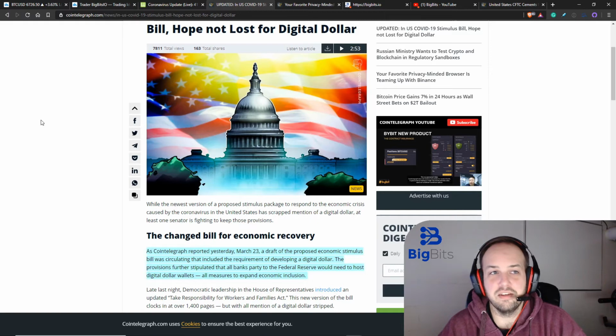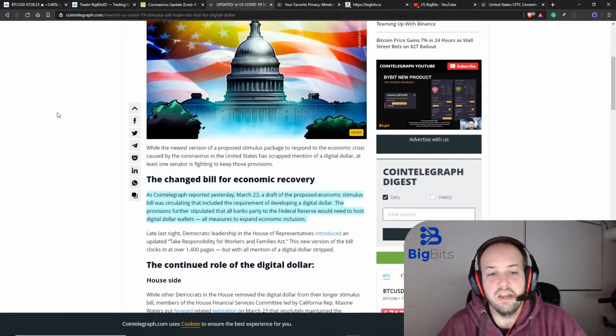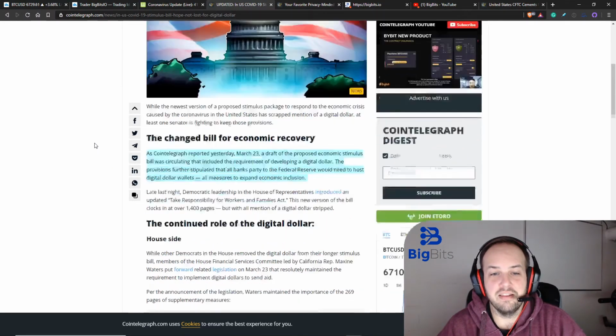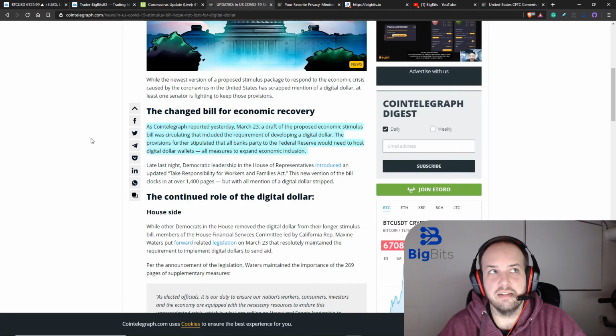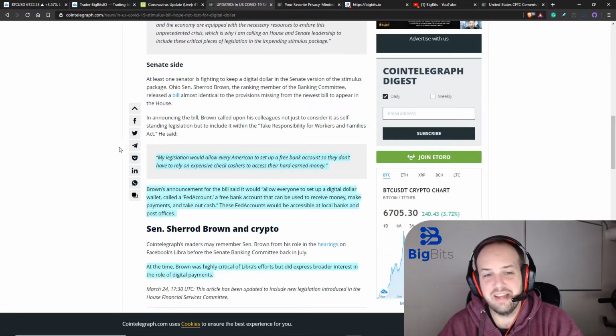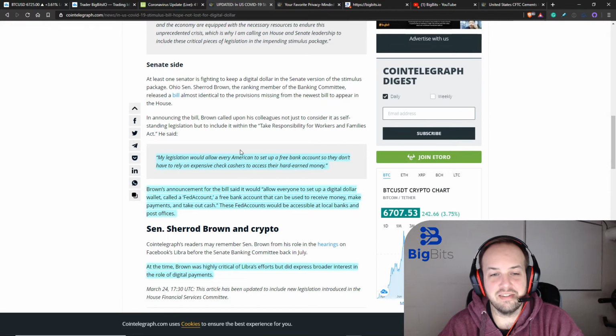This isn't going to be blockchain. This isn't going to be decentralized. This is going to be basically an account created by the Fed that will fund their account. And it's essentially going to be a free banking account for everyone. Now, it's going to be interesting to see how they would do this.